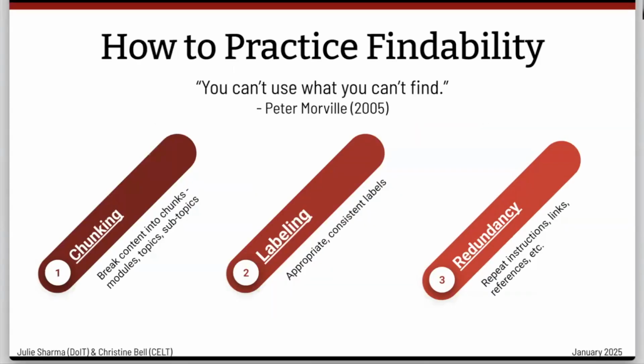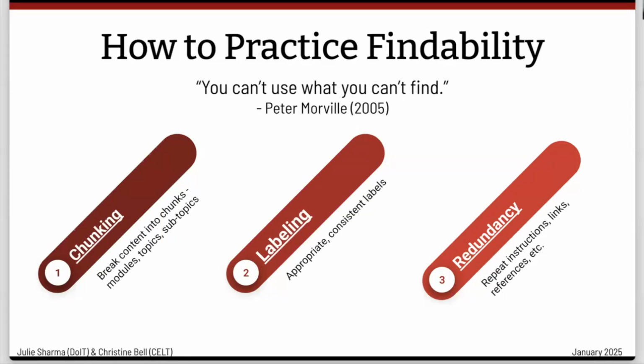Our final findability concept today is redundancy, like I mentioned before. You want to repeat things like instructions, links, and references, and you want to repeat them in the places where they're most appropriate. So you don't want to say things ad nauseam, right? We don't want to be constantly repeating ourselves to students or sending out a zillion announcements every semester because, quite frankly, students eventually will tune that out. So you want to be strategic about how you're being redundant.